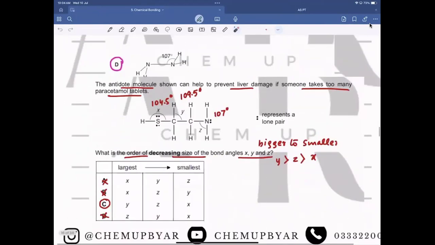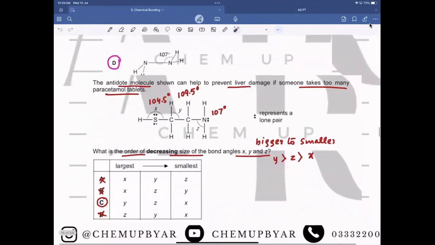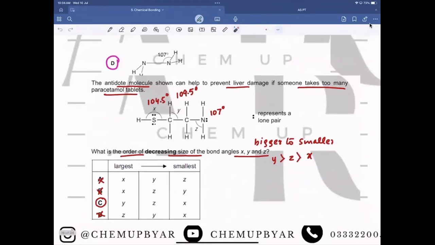Okay. Now here in this, they have given you the structure of an antidote molecule, and they ask you to arrange the angles in decreasing size of the bond angle. So it means from bigger to smaller. So what we did, we figured out the bond pairs and the lone pairs. See, in this diagram, you are observing the lone pairs along, right? And then we identified the bond angles like X.